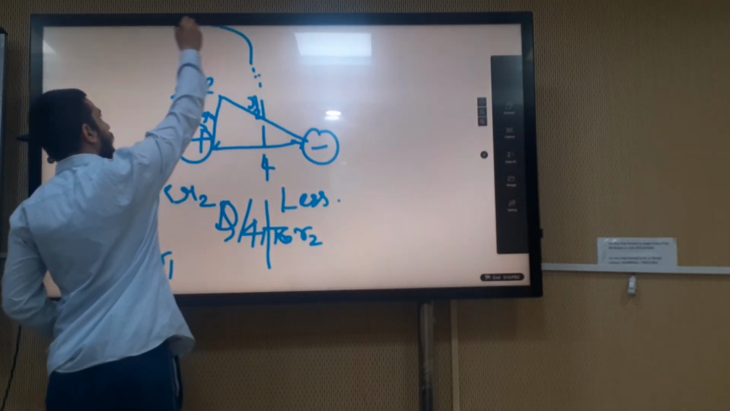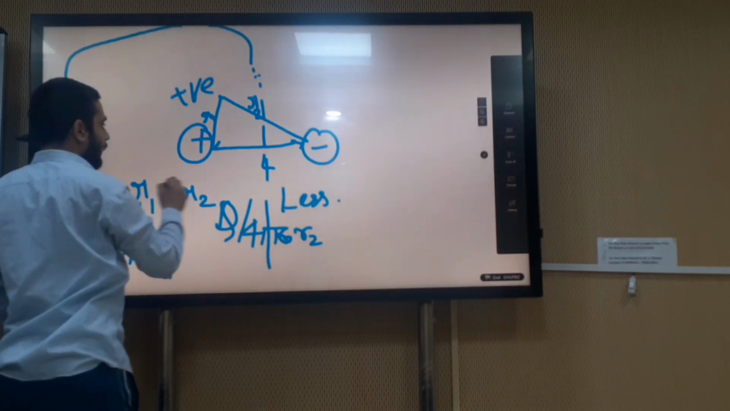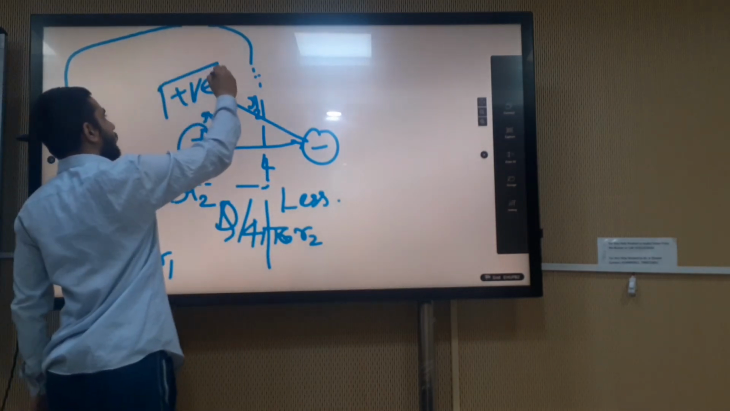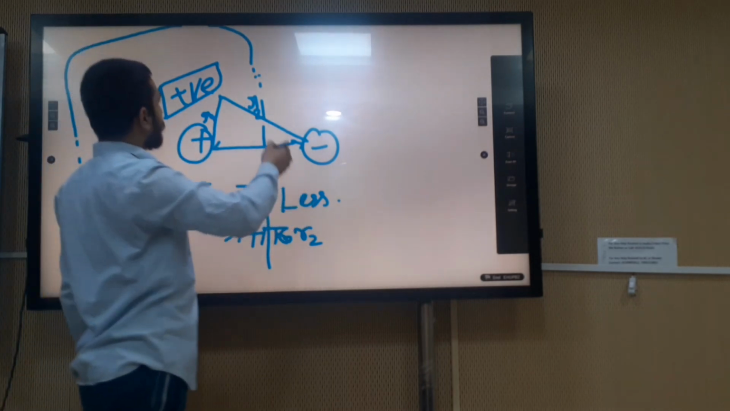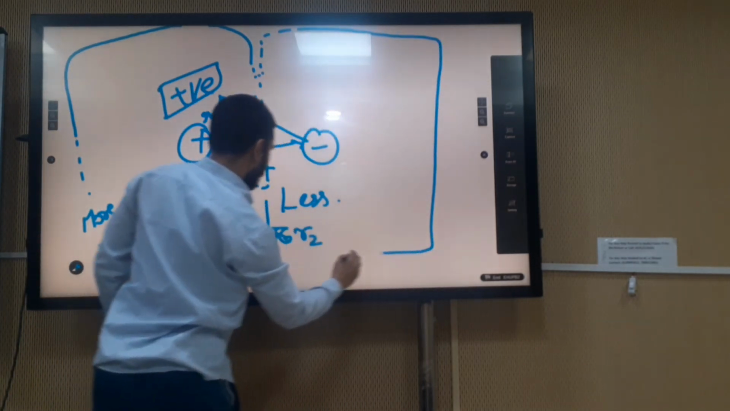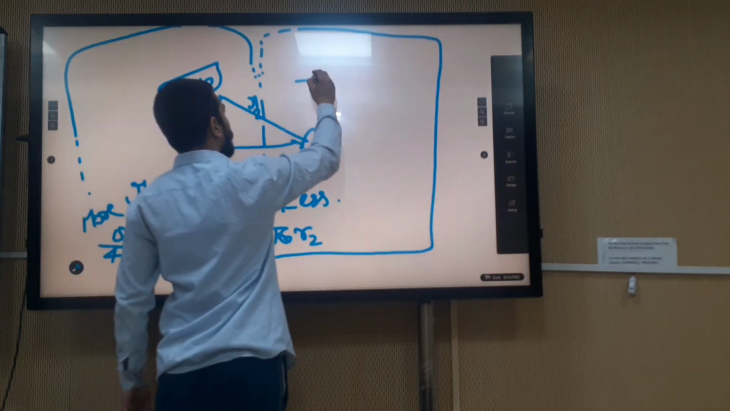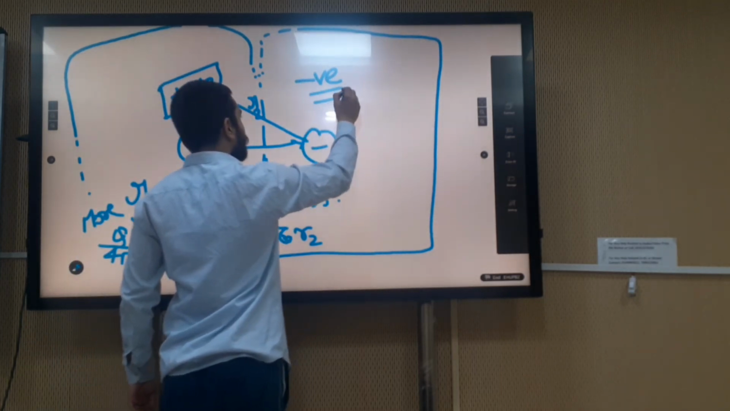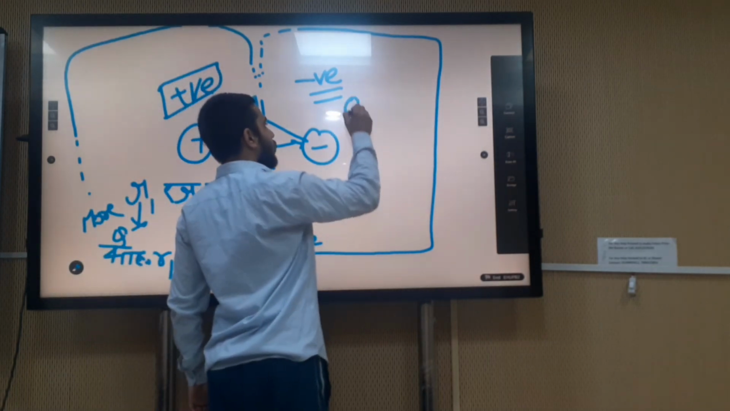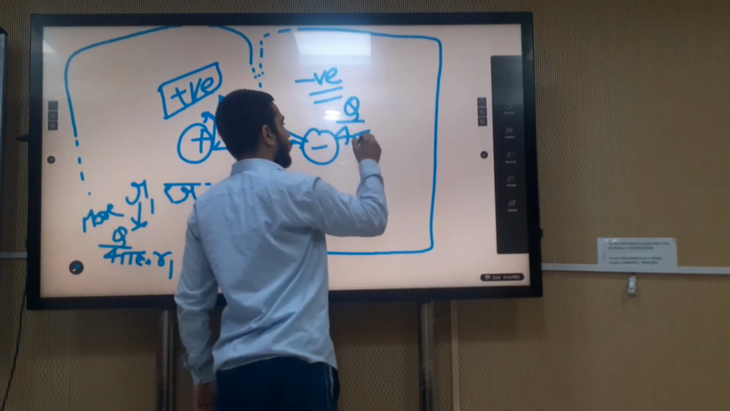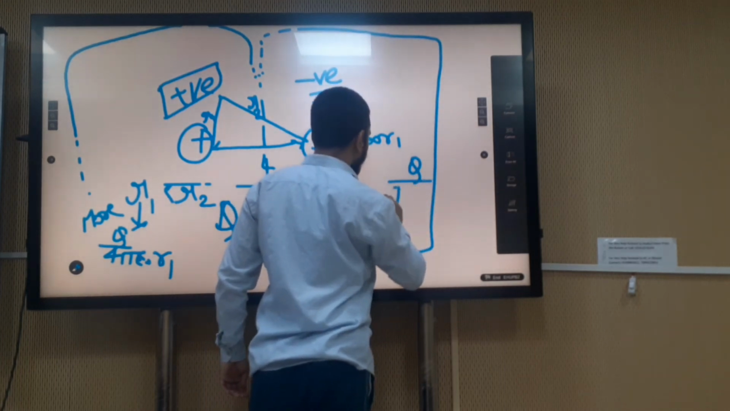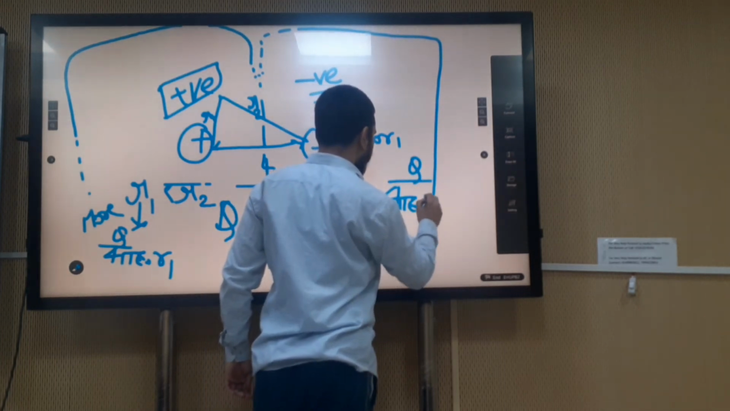So in this whole region, which is on the left side of this positive charge, the electric potential will be positive, and on the other side it is opposite. So in the whole region here, the electric potential will be negative. We can also deduce it like this: the electric potential because of the positive charge will be Q upon 4 pi epsilon naught R1, and because of the negative charge, it will be Q upon 4 pi epsilon naught R2.